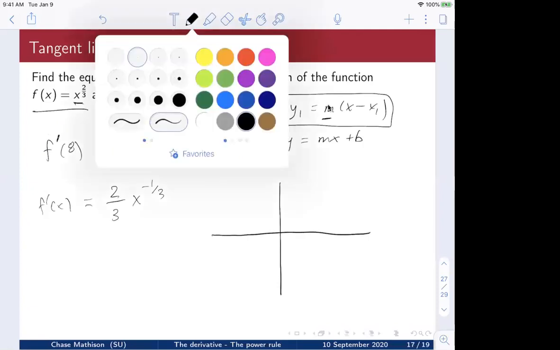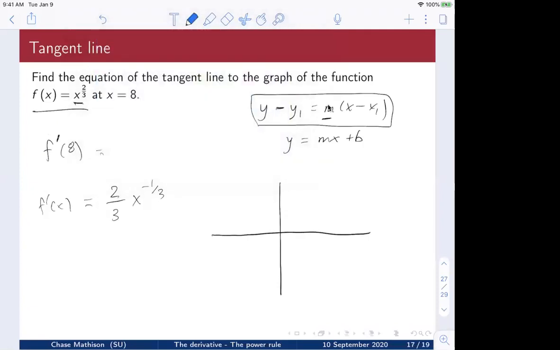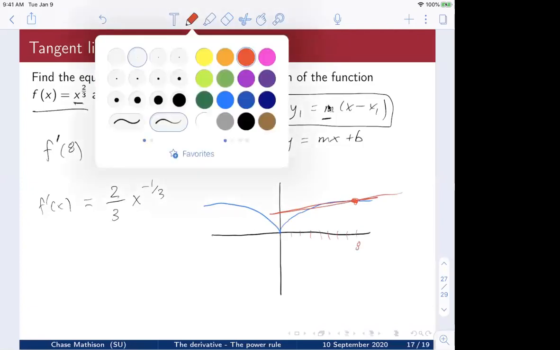So x to the 2/3 looks roughly like this. It actually has a cusp at x equals 0. It's supposed to be symmetric about the y-axis, but I'm doing a very horrible job showing that. And then over here, we want 8. We want to find the slope of that line. That's what we're trying to find right now, right? But again, that's just going to be f prime of 8.